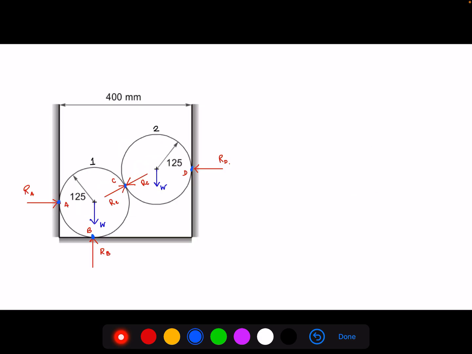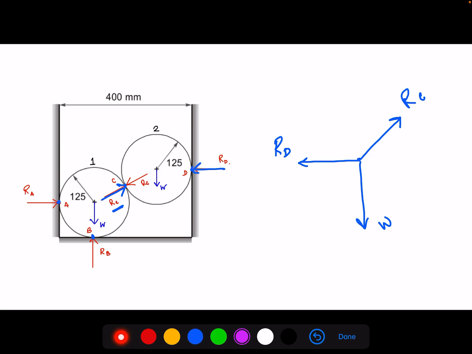You can see here, right? This is RD, this is RD. So I have shifted RD here. This is the force RC on sphere 2, right? So I have shifted RC here. I have just tried that all the forces are radially outwards. This is W. So these are the three forces, right?